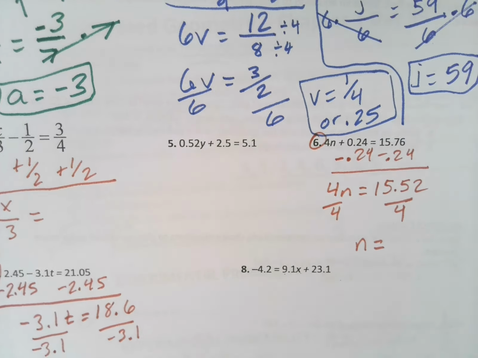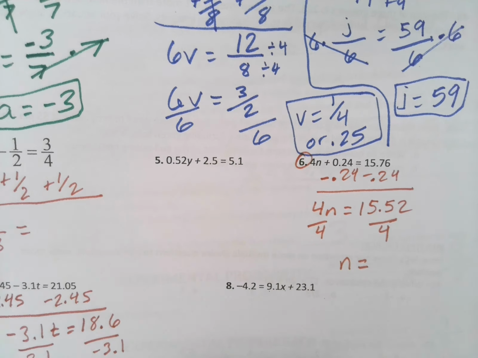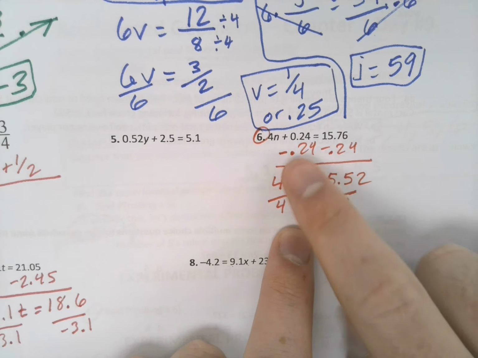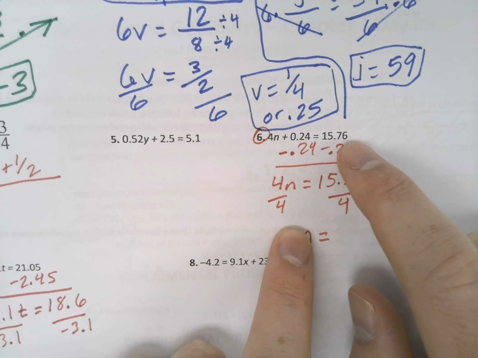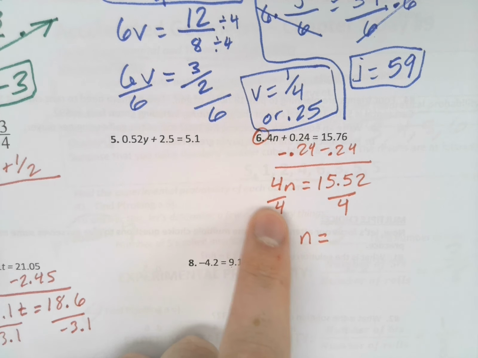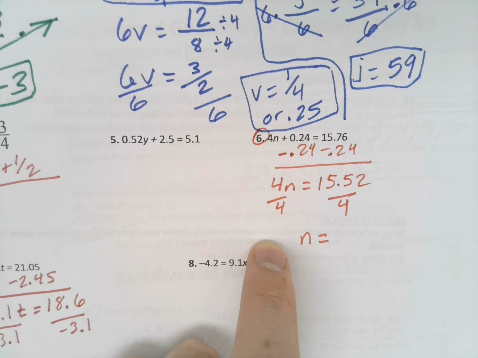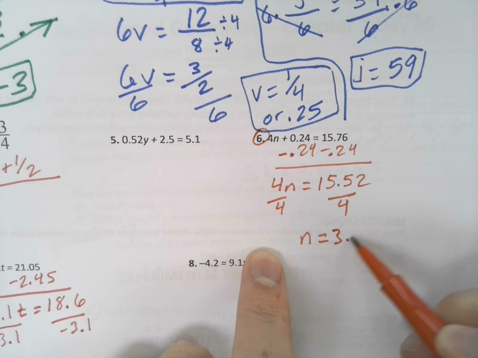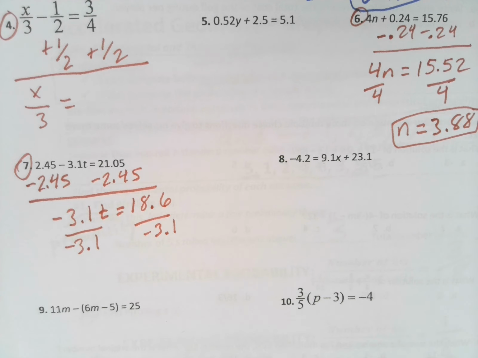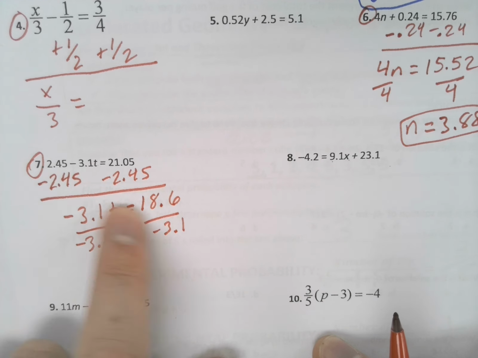All right, before we get into 4, I want to look at 6 and 7 real quick. So number 6, subtract 0.24 over. We want to combine the regular numbers together because there are no variables to put together. And then we're going to divide by 4. And that gives us 3.88.